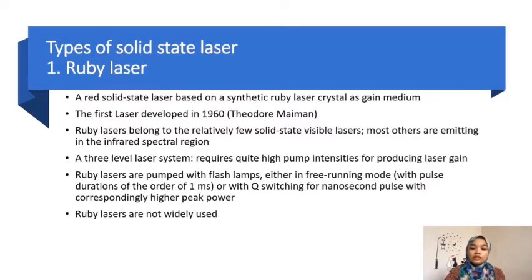Ruby laser is a 3-level laser system that requires quite high pump intensity for producing laser gain. A 3-level laser system is one where the laser transition ends on the ground state. Ruby lasers are pumped with a flash lamp, either in the free running mode with a pulse duration of 1 millisecond, or with Q switching for nanosecond pulses with correspondingly higher peak power. Q switching is a method to obtain energetic pulses from a laser by pulse generation.